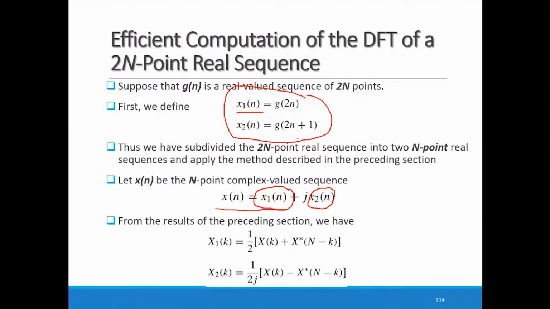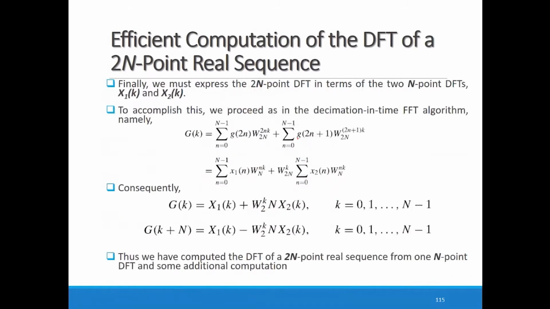As we apply this and find the DFT, our solutions are X1(k) equal to 1 by 2 times X(k) plus the complex conjugate of X(N minus k). For the second one, X2(k) is equal to 1 upon 2j times X(k) minus the complex conjugate of X(N minus k). This is how we get the solution for a 2N-point real sequence. Another alternate way is to express the 2N-point DFT in terms of the N-point sequences x1(n) and x2(n).